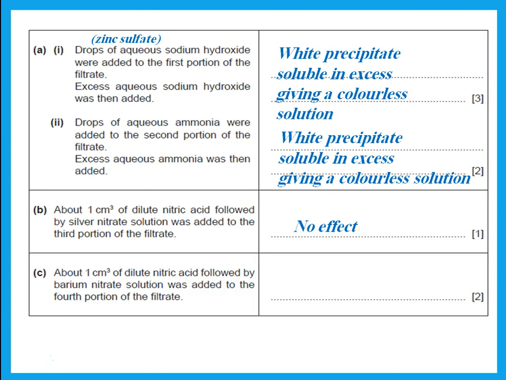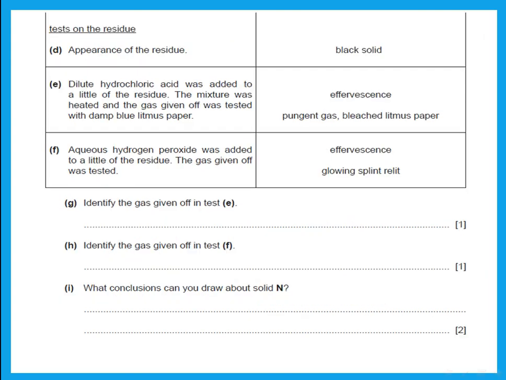About 1 centimeter cubed of dilute nitric acid followed by barium nitrate. Again, barium nitrate is the test for what? Barium nitrate is the test for sulfate. Do I have sulfate? Yes, he said I have zinc sulfate. So if I have sulfate, what should I get? I should get a white precipitate. Getting easier? Okay. Then he says tests on the residue.